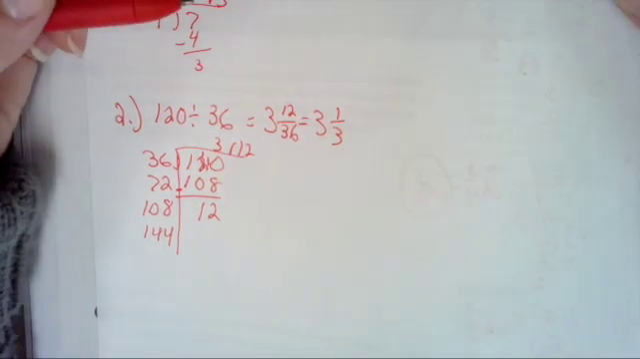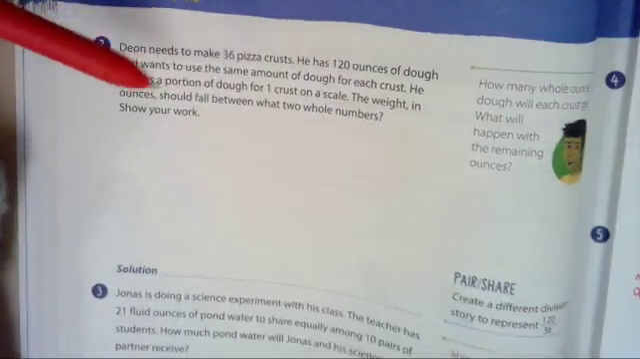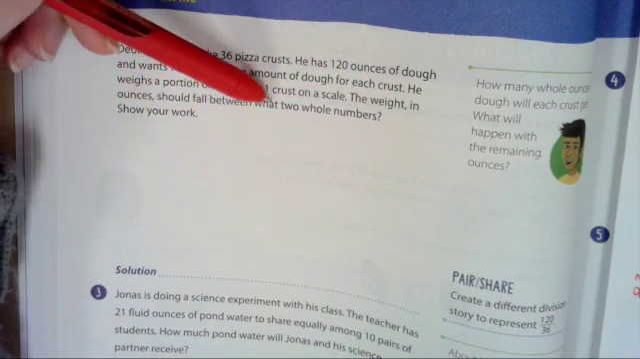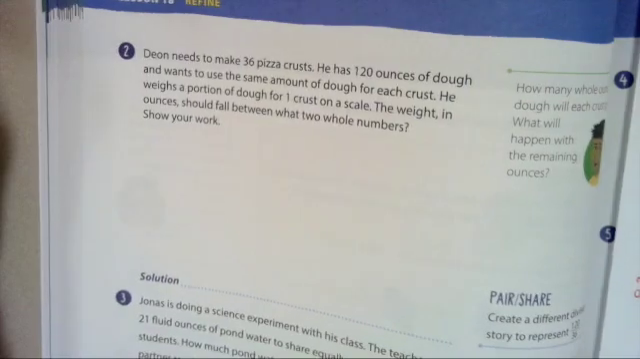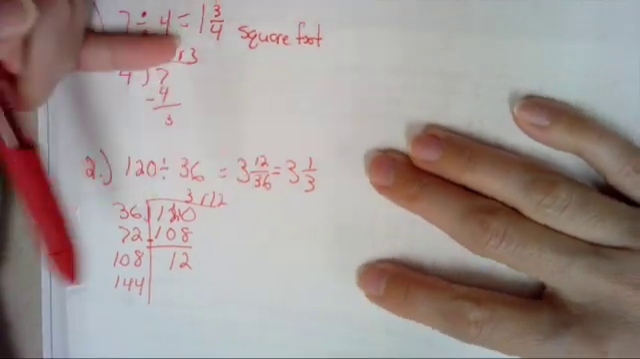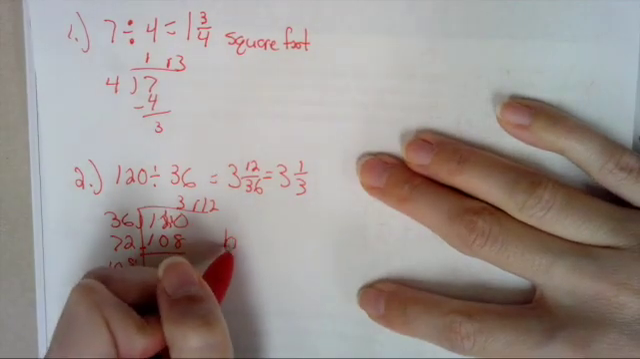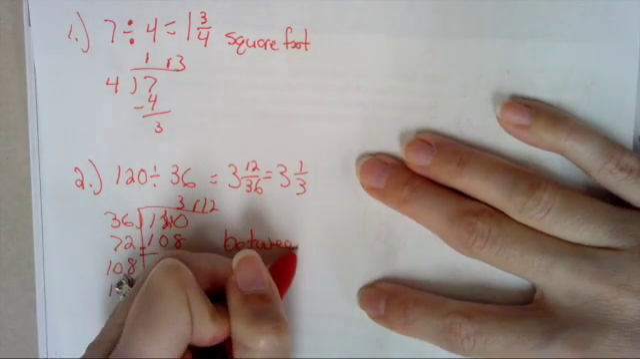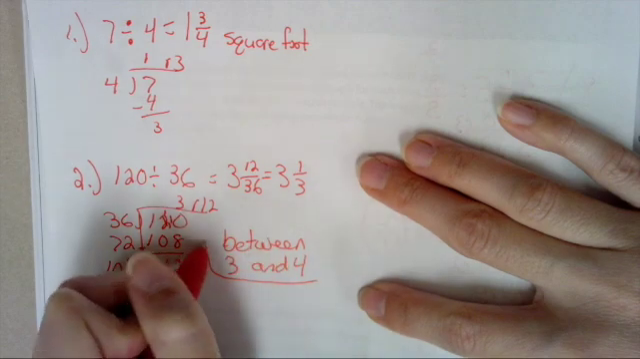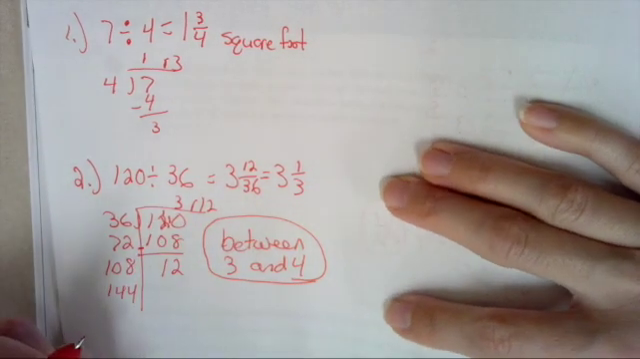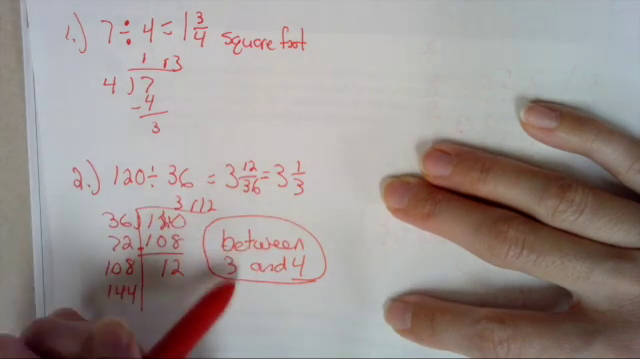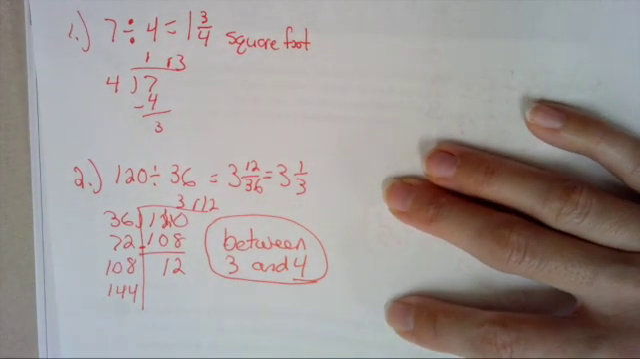The question said, the weight in ounces should fall between which 2 whole numbers? So this answer comes between which 2 whole numbers? Between 3 and 4. That is our answer. It's bigger than 3, but less than 4. So it's between 3 and 4.